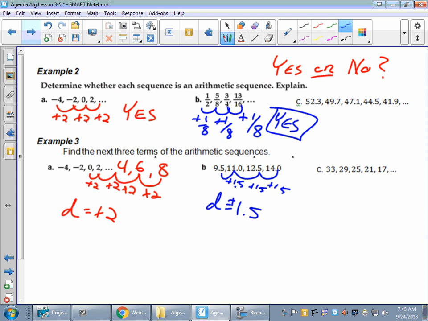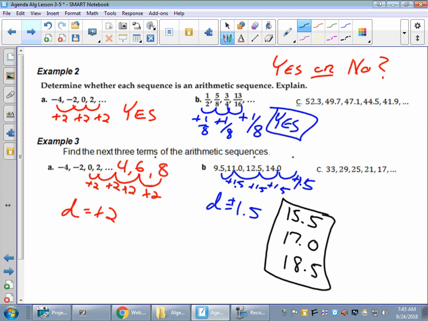Okay, so the next few terms, if we kept doing that, would be, it looks like 15.5 is 14 plus 1.5 is 15.5. 15.5 plus 1.5 is 17. And then 17 plus 1.5 would be 18.5. So those would be the next three terms. And we'll wait on C on that one as well.